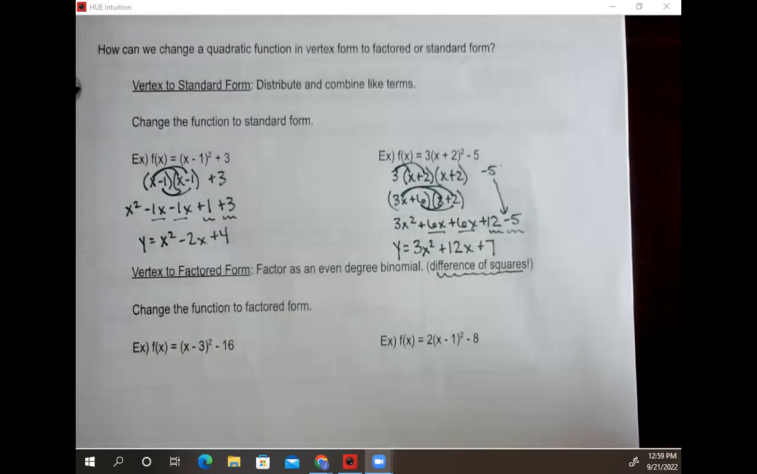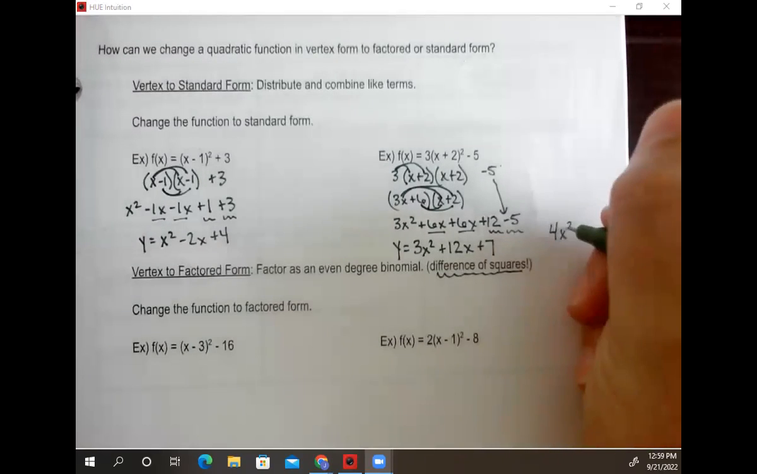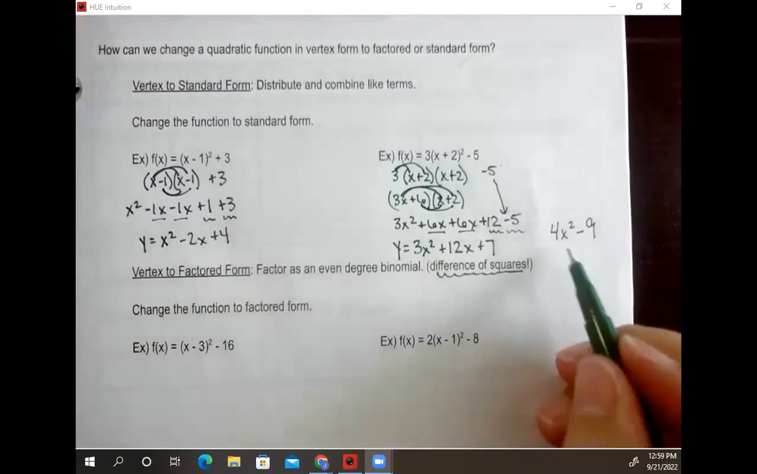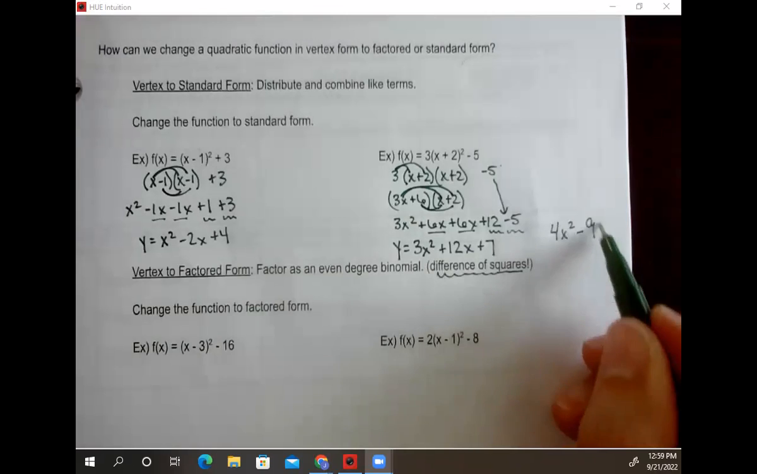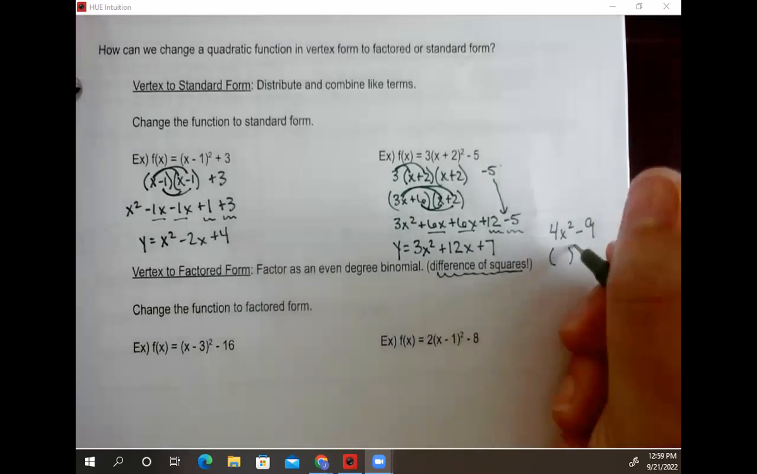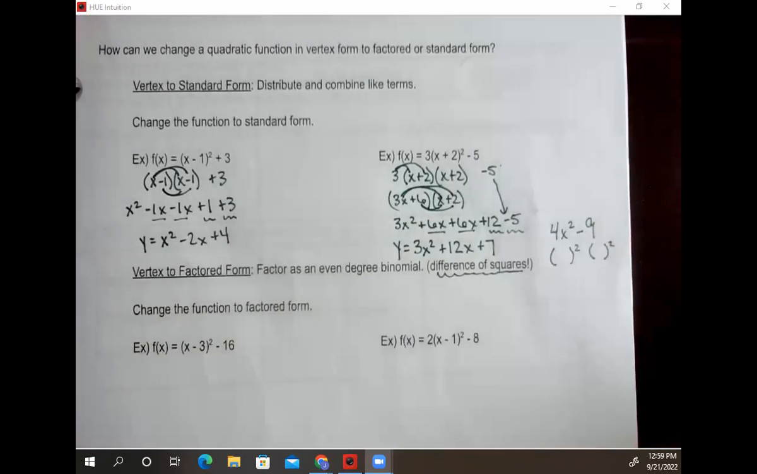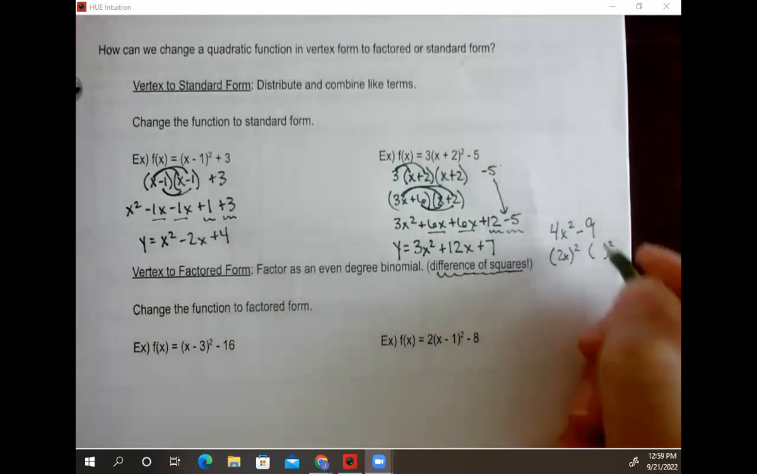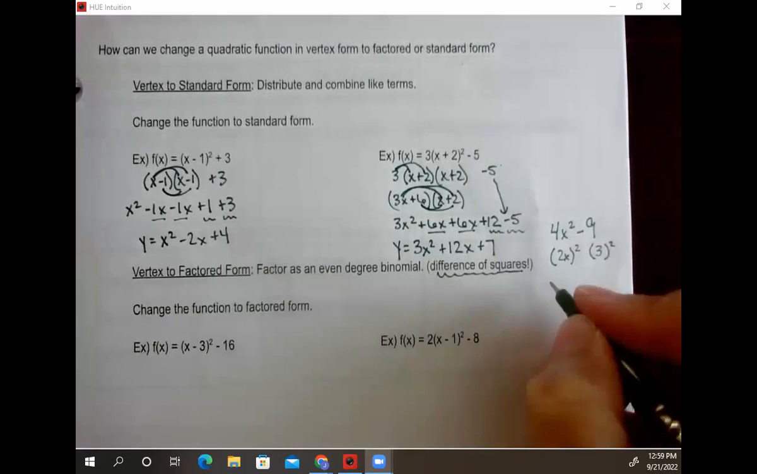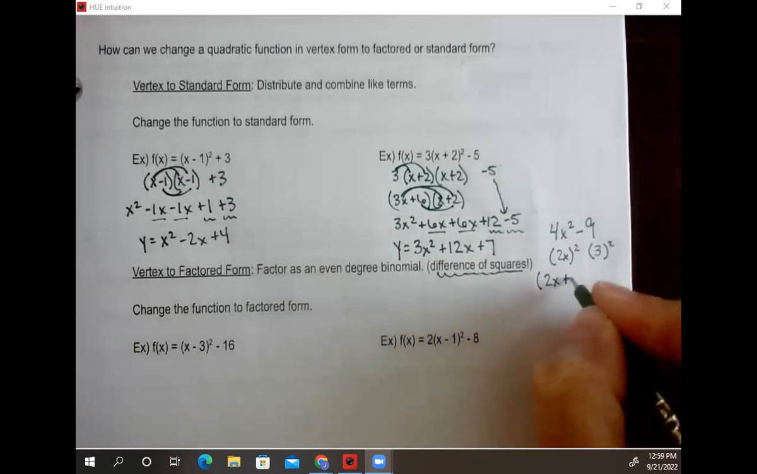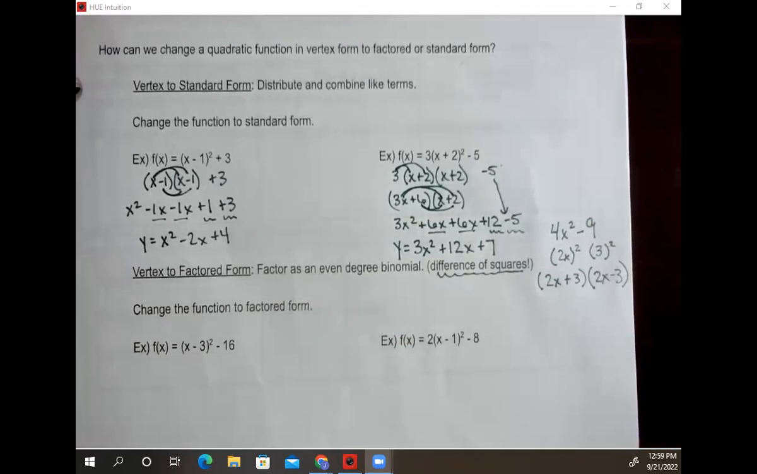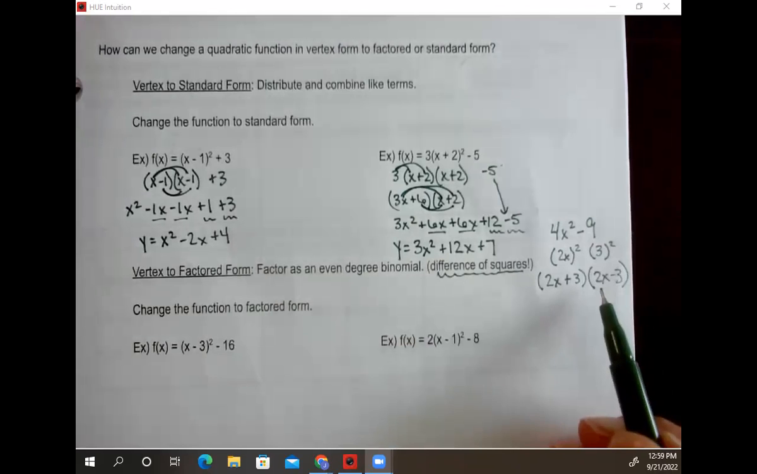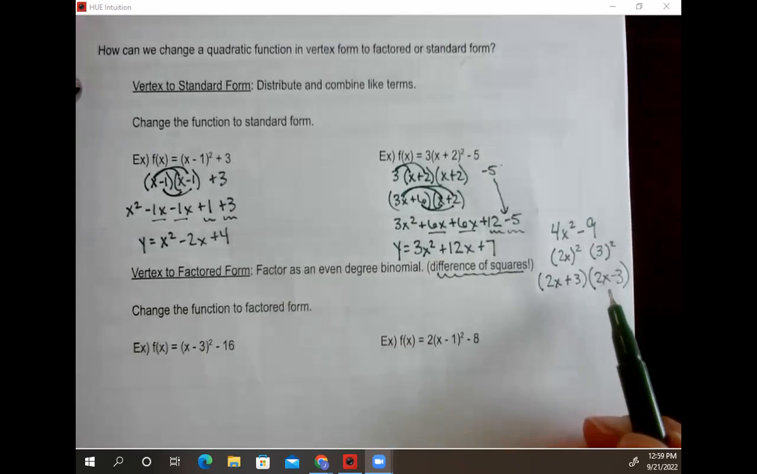So if you remember, difference of squares looks something like this. I had 2 terms, even degree, subtraction. This thing's a perfect square, so is this thing. So we said, hey, figure out what you squared to get each of those terms. So this guy would be 2x, this guy would be 3. And then our factored form looked like the first thing plus the second thing, and then the first thing minus the second thing. And that's my factored form using that difference of squares pattern. We can use this same pattern to go from vertex form into factored form.